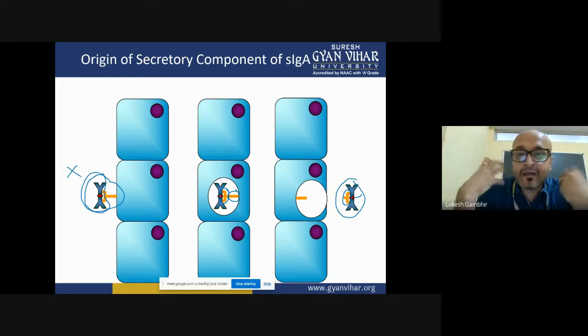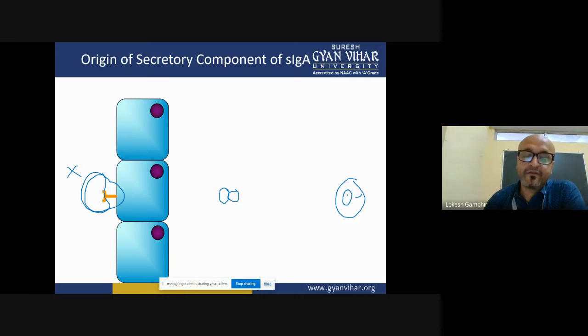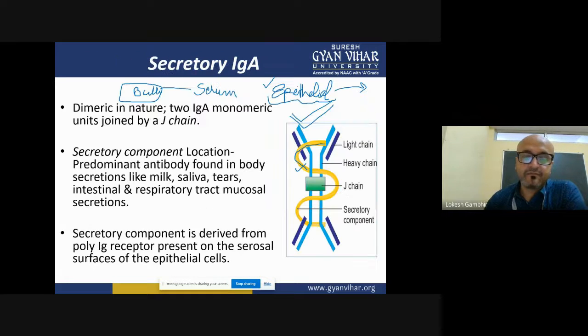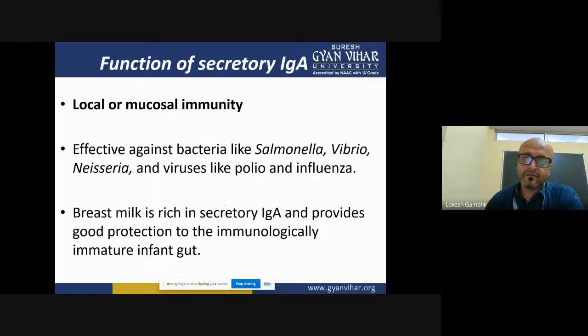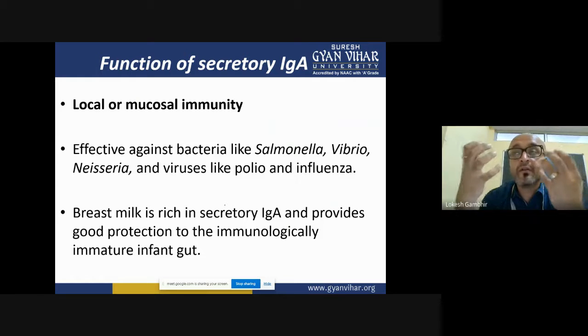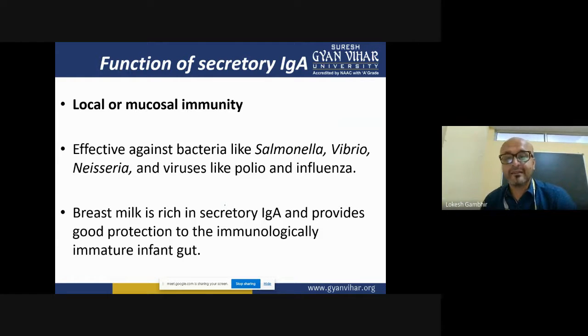So you see, B cells are not making the secretory component. The secretory component is actually derived from the surface receptor which is present on the cells of these linings, or the epithelial cells. The portion of this receptor is responsible for its secretory part, and that's why we say that it is derived from the poly Ig receptor present on the serosal surfaces. So that is the mechanism of how this immunoglobulin A is formed, how it is secreted out, how it is retained by the cells, and then attached with the secretory component.